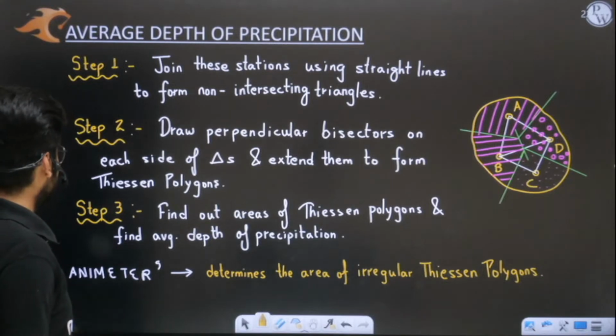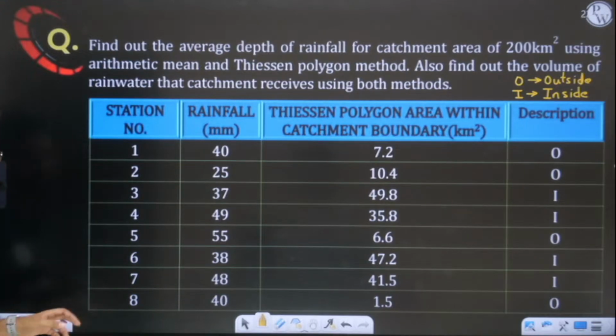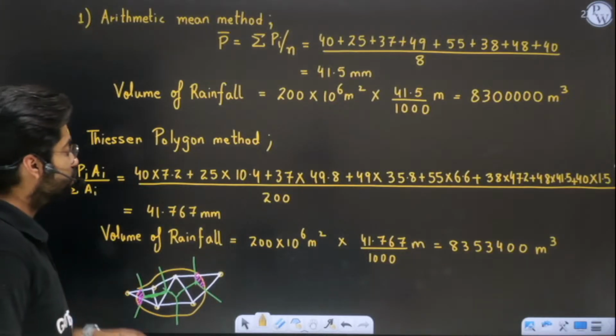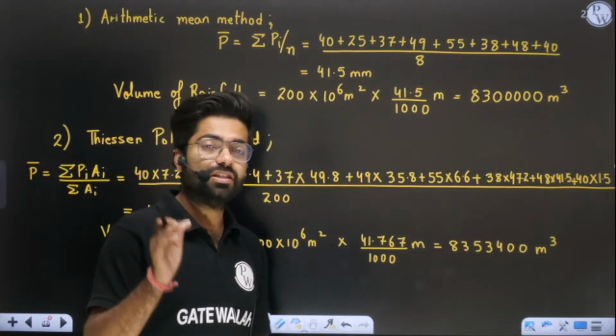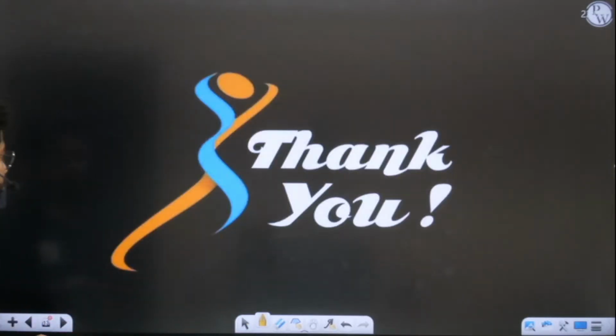So we have solved some questions. I hope you remember these questions. Very simple, basic formula based questions were there. Then I also told you about the significance of stations if they are lying outside or inside the catchment area.